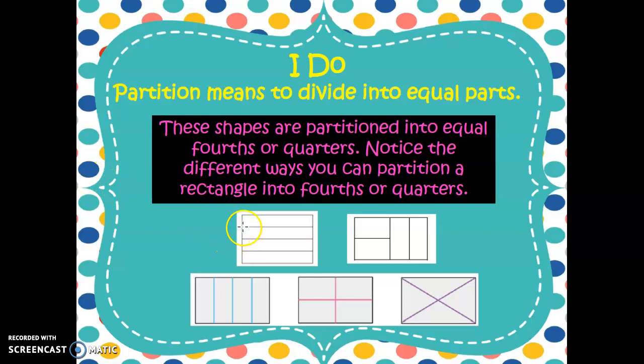So you can draw it going horizontally. You can do a combination of horizontal and vertical. At first, this probably appears to not be equal, but if you pretended to draw a line straight down here, you would see that it actually is equal. Over here we have our vertical lines. Here we have the cross or the T, and we have a big X. So these are all partitioned into quarters or fourths.